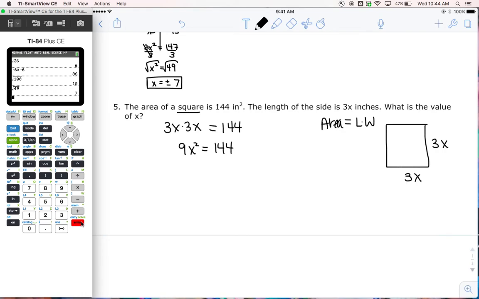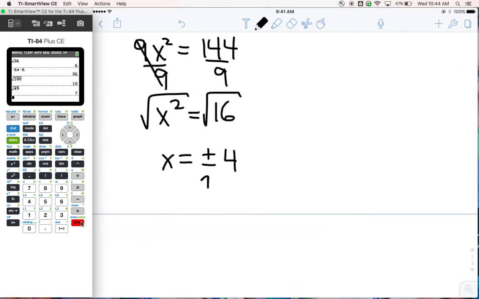And now this becomes a problem like we've already done. We're just going to divide out that 9, which gives me x squared is equal to 16. And then we're going to square root both sides. And I get x is equal to positive or negative 4. Now hang on a second. Why am I telling you no negative lengths?